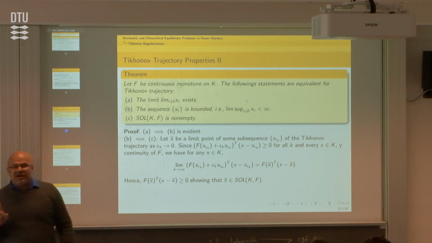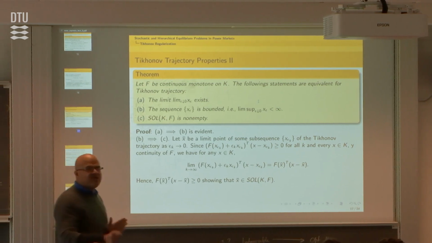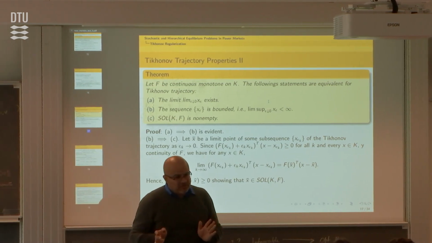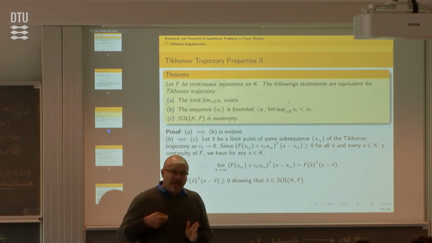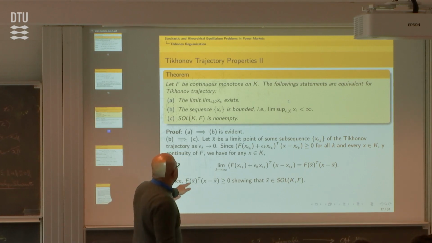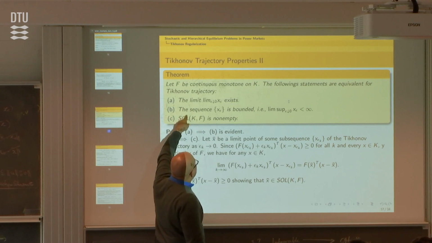But let's be careful about what I've said. I've said the sequence is bounded. If you magically could compute x epsilon for every k, and you ran epsilon to 0, that sequence is not necessarily convergent. We don't know if it's convergent. But what we know is that there is a convergent subsequence, and that subsequence converges to a solution of this problem. And so, for instance, in the case of monotone problems, you know that the subsequence is convergent.